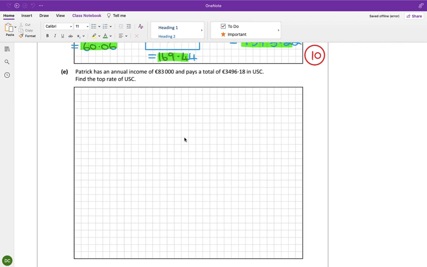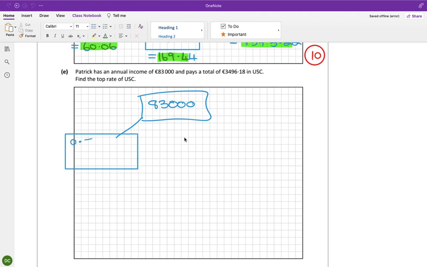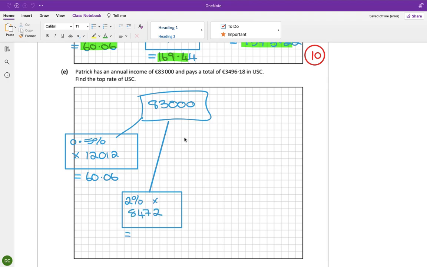Patrick has an annual income of 83,000. He pays a total of 3,496 in USC. Find the top rate. He is over the 70,000 threshold to get into the top rate, which means his money will divide into 4 piles. The first piles are done already. The first one is 0.5% multiplied by 12,012, which is 60.06. The second pile is 2% multiplied by 8472, which is 169.44.